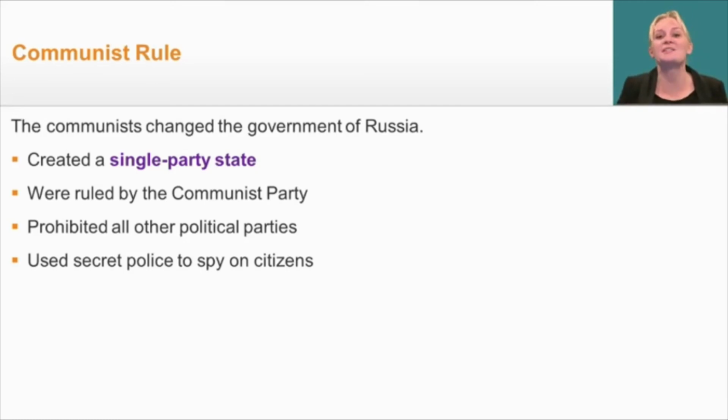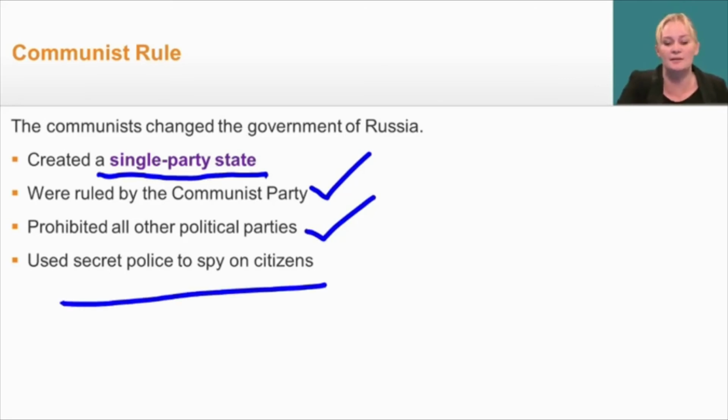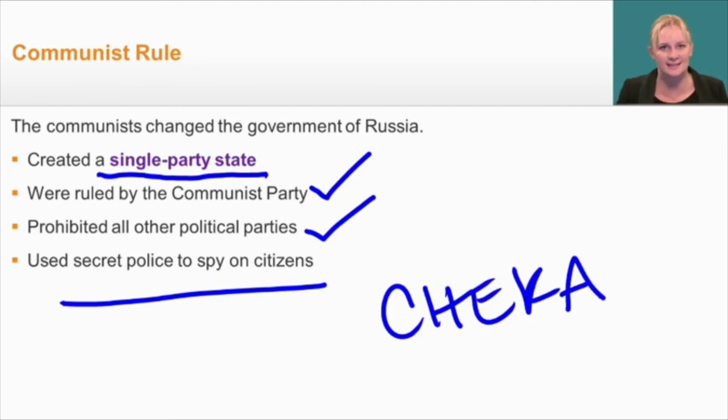The communists changed the government of Russia. They created a single-party state. What do I mean by single-party state? Well, they were ruled by the Communist Party, and that was the only game in town. There were no Republicans. There were no Democrats. There were no independents. You were communist or you were nothing. They prohibited all other political parties, and they used a secret police called the Cheka to spy on citizens. And the Cheka could have been anyone. It could have been a family member. And if you were caught saying bad things about the Communist Party, you'd be in a lot of trouble.